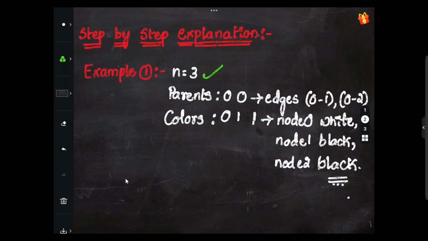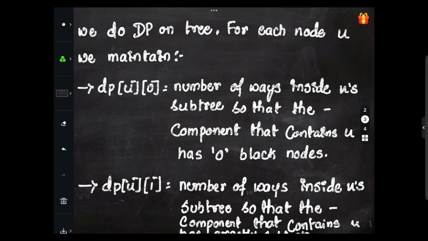Same thing I have said here. N equals 3, parents adjust, this is fine. Colors 0 1 1, node 0, this is fine. We have already discussed this one. So let's move on with the further things. So this is fine, we do DP on the tree.